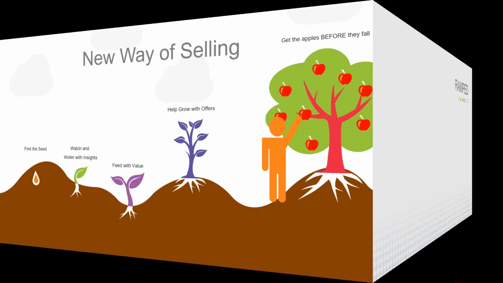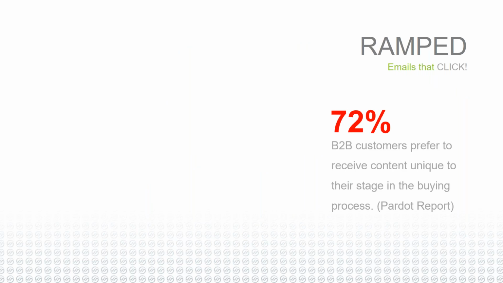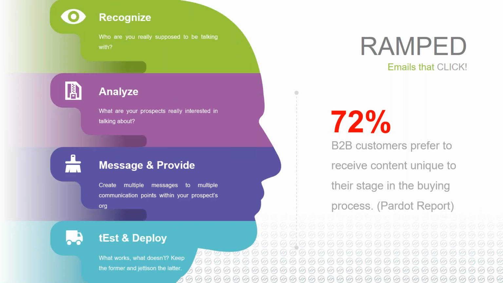Because at the end of the day, when you take a look at my ramped process, what we find is 72% of B2B customers prefer to receive content unique to their stage in the buying process. And look at that, unique to their stage. So if someone is just looking, not interested, the content and the webinar and the email that you send that person is radically different from the email that you send the person that is farther along in the buying process. It's radically different. And that's why this process is so essential, to understand your particular clients.